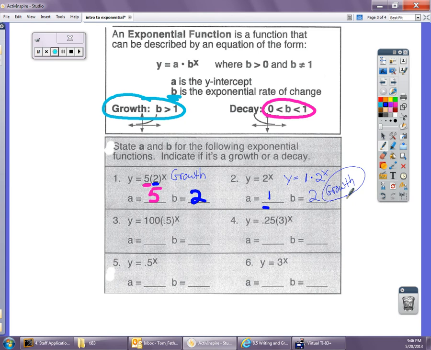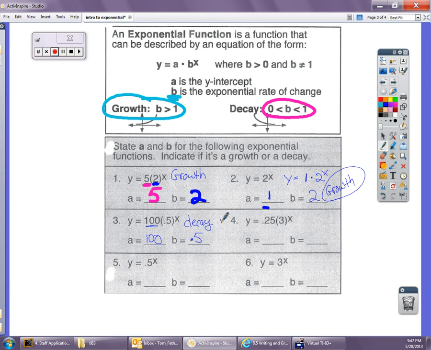When we look at 3, we have y equals 100 times 0.5 to the x. So we have 100, which is our a value. 0.5 is our b value. And once again, b, 0.5, is less than 1. So this number is between 0 and 1. So that means this is a decay. We're going to look at the difference between growths and decays in graphing.